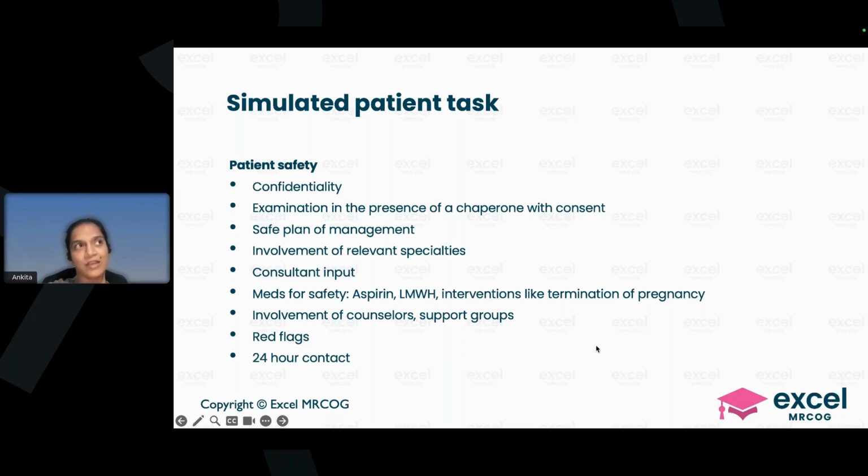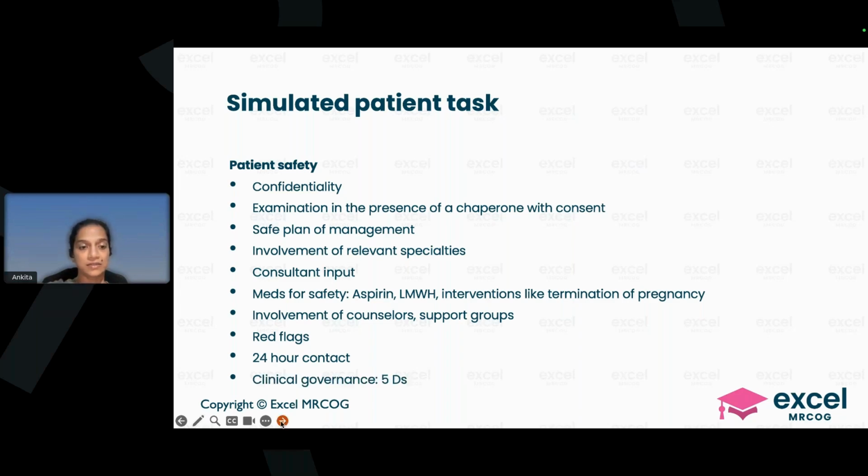24-hour contact, like you're now discharging the patient who has received methotrexate for medical management of ectopic pregnancy, and you do not tell her red flags, that in case she has pain in the tummy, etc., she should come back at the earliest. You give her a 24-hour contact. That's important. That's a safety point. Okay.